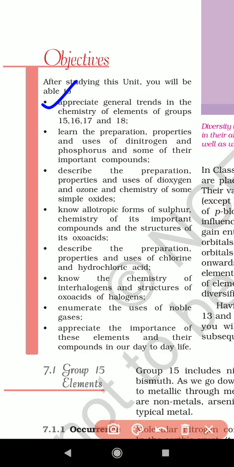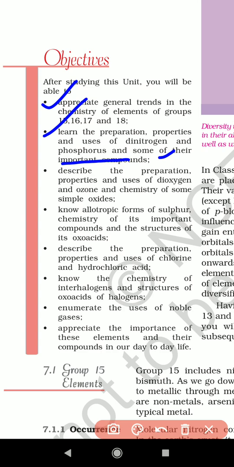Next one is to learn the preparation, properties and uses of dinitrogen and phosphorus and some of their important compounds. That means dinitrogen preparation, phosphorus compounds preparation and their important compounds. We are going to study what important compounds they exhibit.